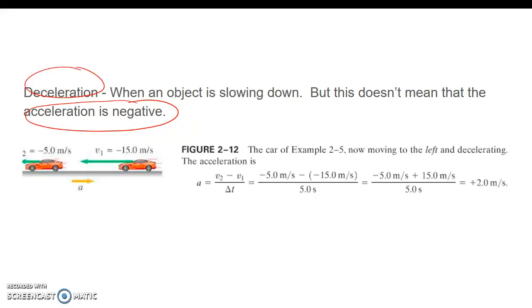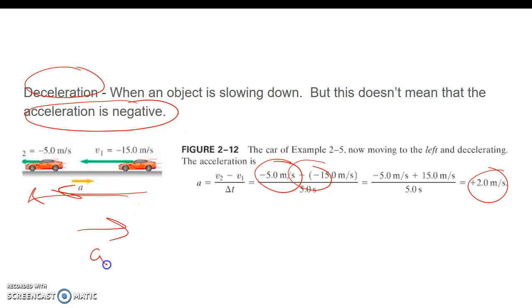So let's look here. Taking that same problem but flipping it around, let's say we're moving in the negative direction. So we're going this way. We have negative 5 minus negative 15, which of course makes that positive, and it gives us a positive acceleration. We are traveling in the negative direction, but our acceleration is positive. We are slowing down because our acceleration and velocity are going in different directions, since they have different signs.